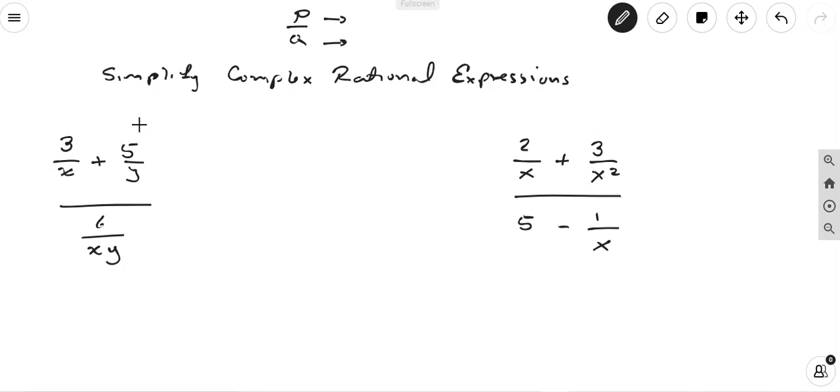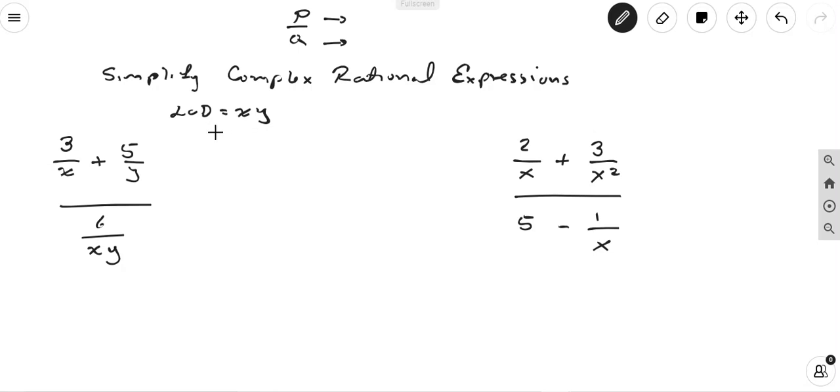The first example is this one. I have 3 over x plus 5 over y, all over 6 over xy. When you are going to simplify complex rational expressions, in my opinion, the easier way to do it is finding the least common denominator of all the rational expressions involved, and then multiplying every single expression by this least common denominator. In this case, it's pretty clear that the least common denominator is xy.